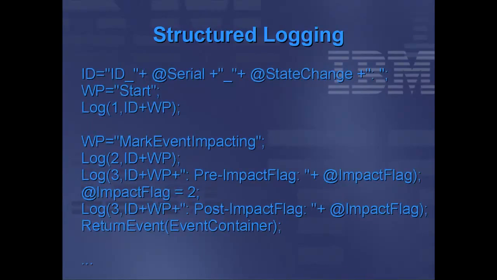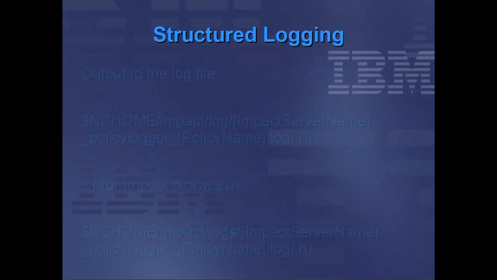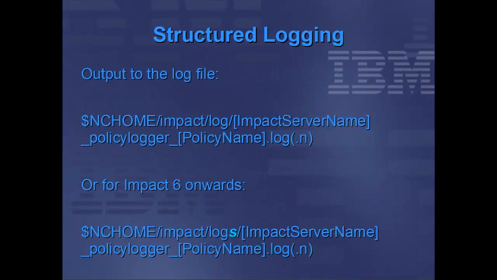Revisiting the simple example, the style I tend to employ is to use level 1 for major waypoint marking for process flow through policies, level 2 for further waypoint marking wherever a decision point, value assignment, or action is made, and level 3 for recording values being assigned, being used for data acquisition, and the results of data acquisition. The data output is saved to the log files in these locations, depending on version.